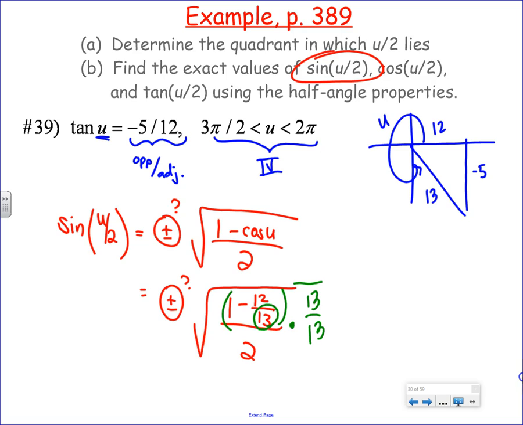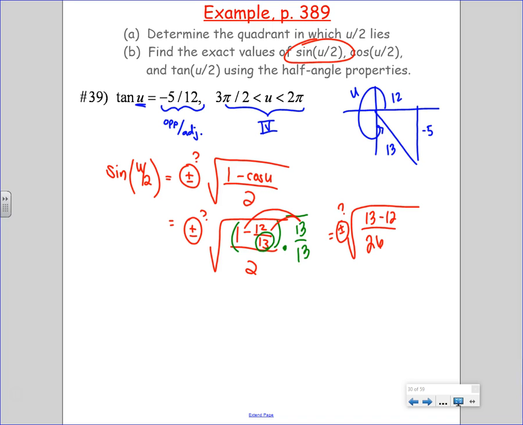When I distribute, I would get 13 minus 12, all over 13 times 2 is 26. Uh-oh, I can't square root him. Oh well. Might not be a pretty answer, but it will be an answer. 13 minus 12 is just a simple 1, right? Because the 13's cancel on that one, but it doesn't cancel on the other.